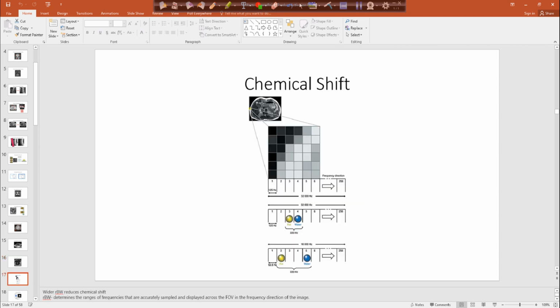All right, chemical shift. Chemical shift is an artifact where you have a difference in the precessional frequencies between fat and water. What is our chemical shift for a 1.5 in that magnitude? 220 hertz. What's one at 1? 147. What's it at 3 Tesla? 440. Okay, just remember those.